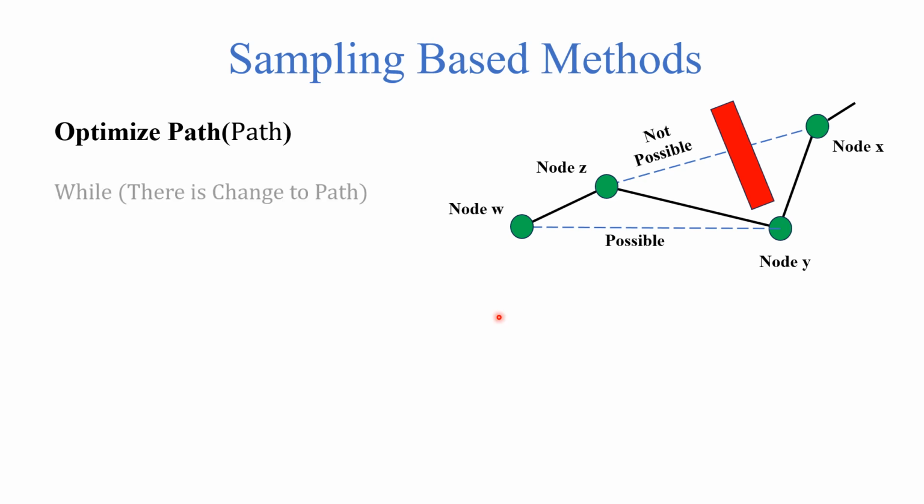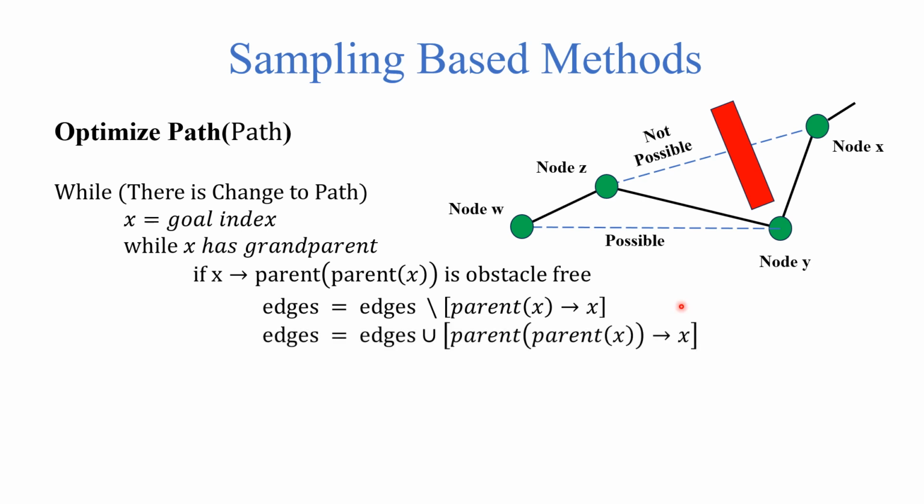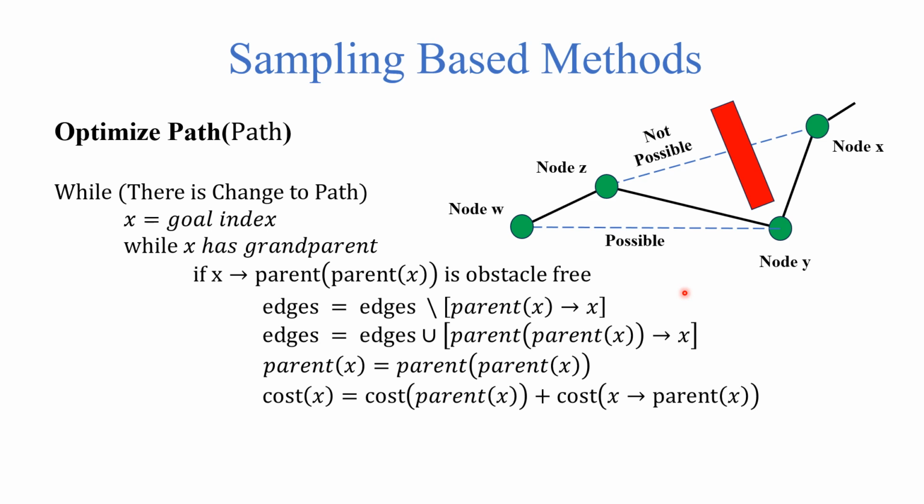Now, how to implement that? We're going to implement this by, first of all, using a while loop. While there's no more changes to the path, X is equal to the goal index, we're going to start at the goal index. Now, while X has a grandparent, if there is a path from X to its grandparent, which is obstacle-free, we remove the previous edge between X and its parent, we add the new edge between X and its grandparent, then we update the parent of X, we update the cost of X accordingly.